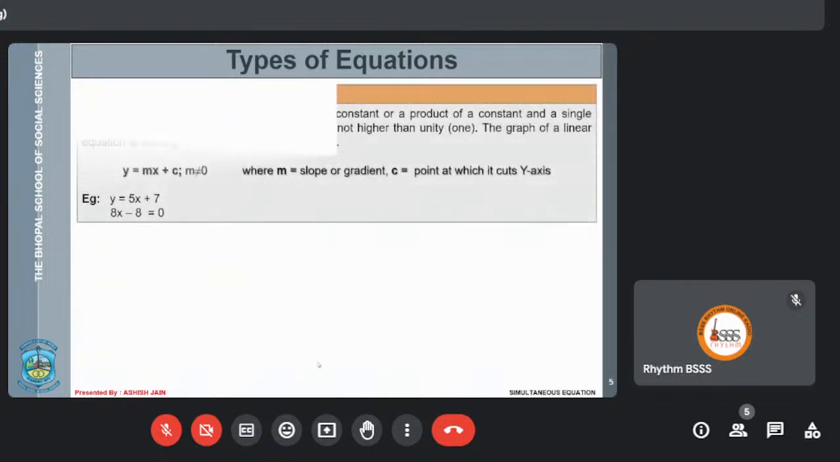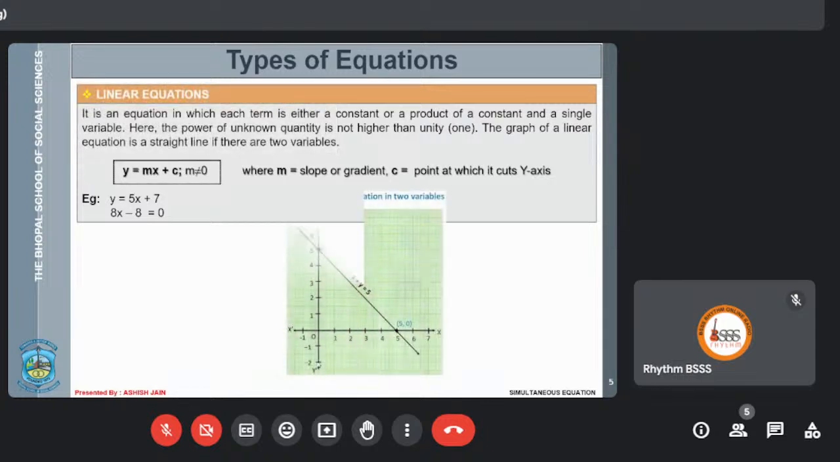First, linear equation. Linear matlab single. It is an equation in which each term is either a constant or a product of a constant and a single variable. That means here the highest power of the unknown variable is 1. The linear equation has a general form y is equal to mx plus c. For example, y is equal to 5x plus 7. Here the unknown variables are x and y, and the highest power of both is 1. That is why I call this equation a linear equation.